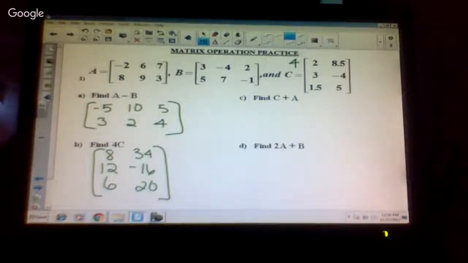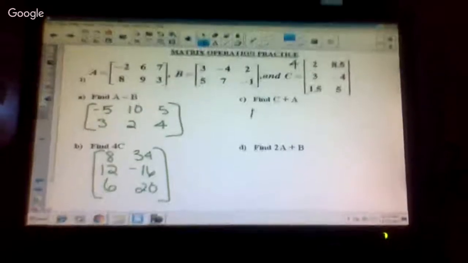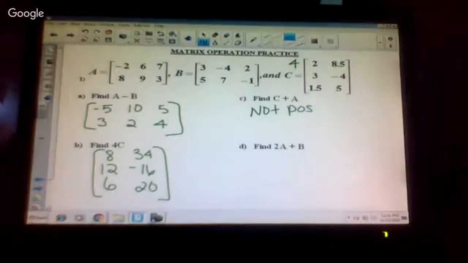What about C? We can go in the calculator. Plug it into your calculator and see what happens. It says error. What does it say after error? Mismatched dimensions. Okay? That means that it can't be done. It's not possible. This is a 3 by 2. This is a 2 by 3. So this one is not possible.